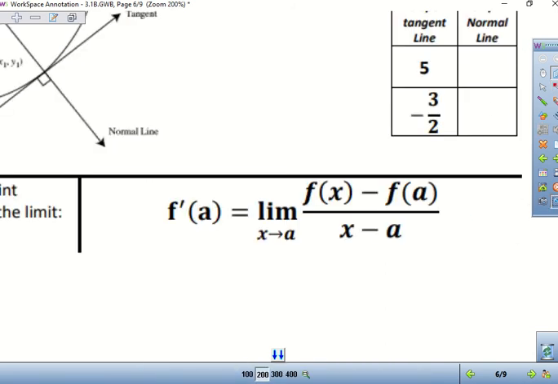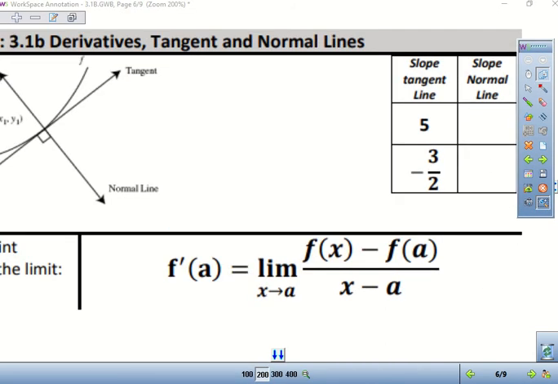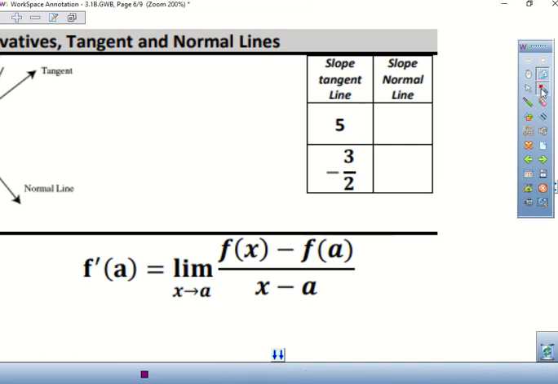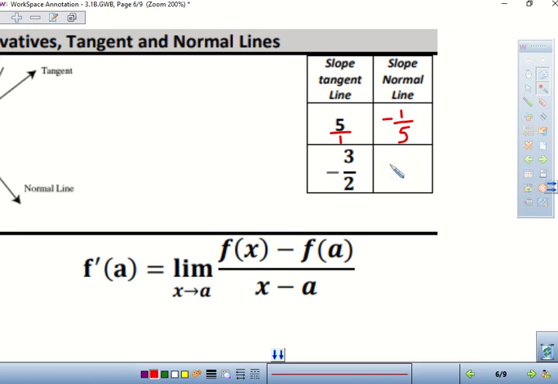So in case you forgot what that means, I'll just refresh your memory. So if you have the slope of the tangent line, and it's not a fraction, you can make it a fraction by putting it over 1. To take the opposite reciprocal, you change the sign, and you flip the fraction. Change the sign and flip the fraction. So what would the second one be? 2/3. So if it's negative, it becomes positive, positive becomes negative, and you flip the fraction.